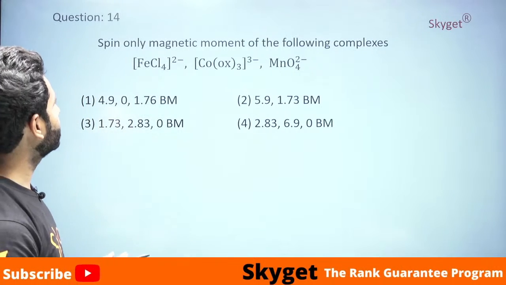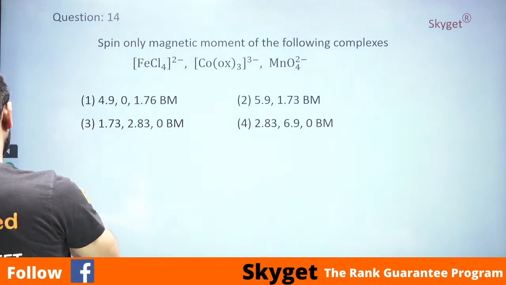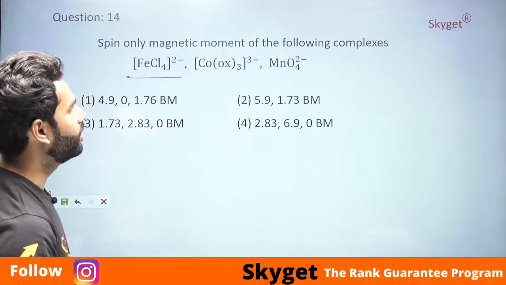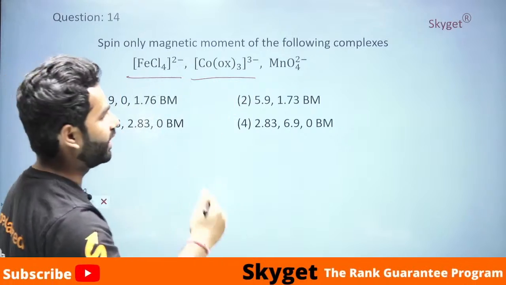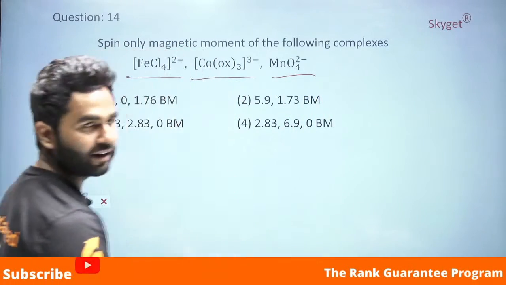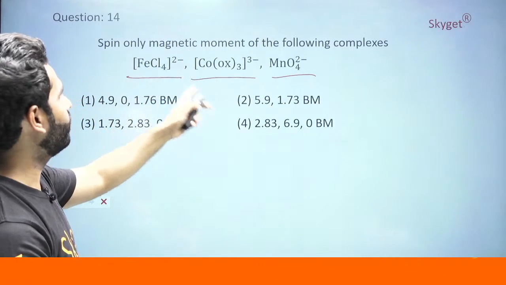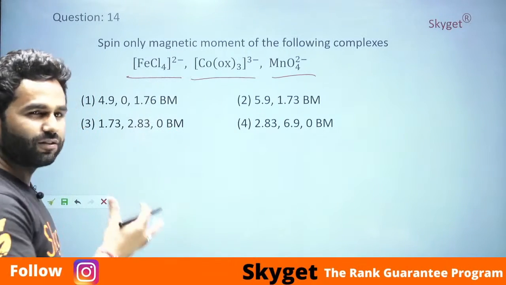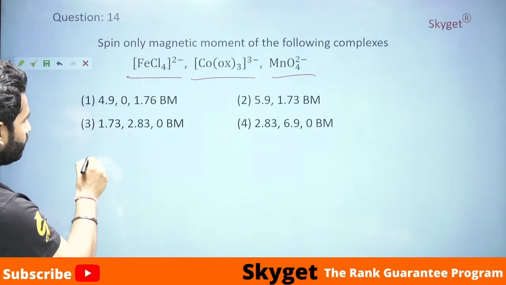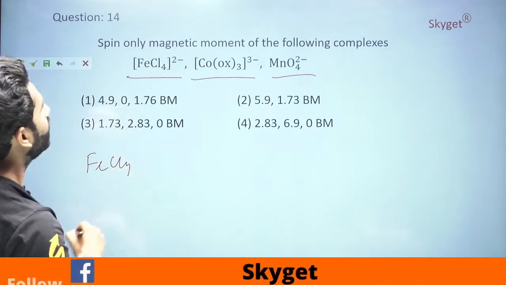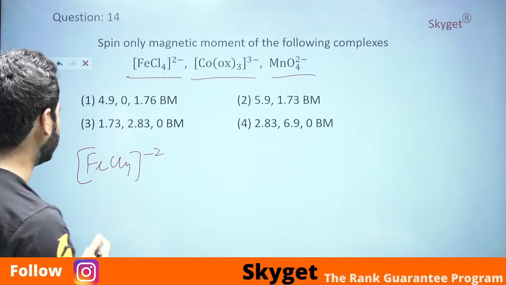The second question says that we are given 3 compounds. Here we are given the FeCl4 compound ion, the cobalt oxalate complex ion, and the permanganate ion. Now we need to find the spin only magnetic moment of these 3 complexes. Let's start with FeCl4. Just pay attention, guys, so that you get to know how to solve such questions and can get the answers very quickly.